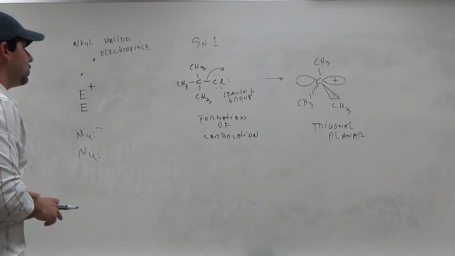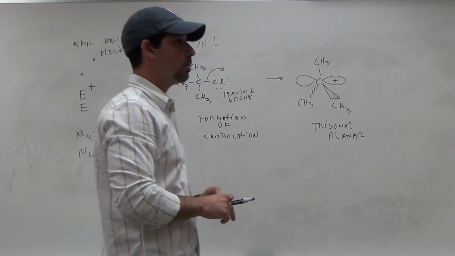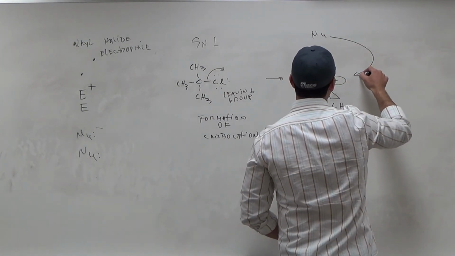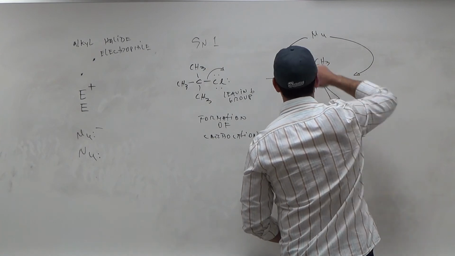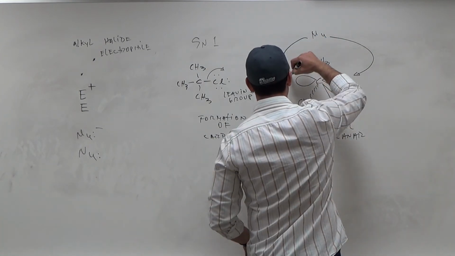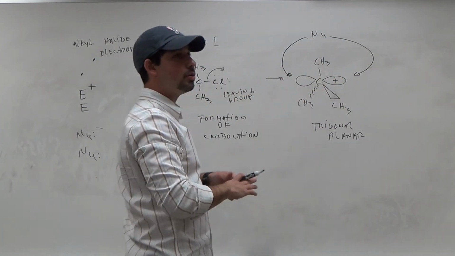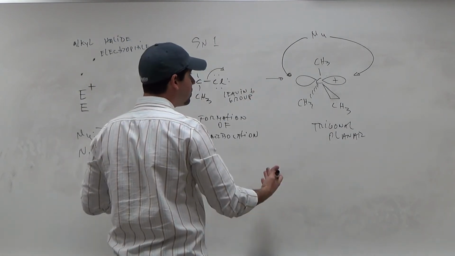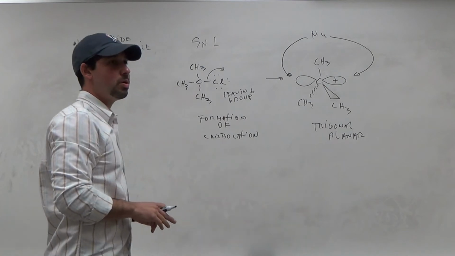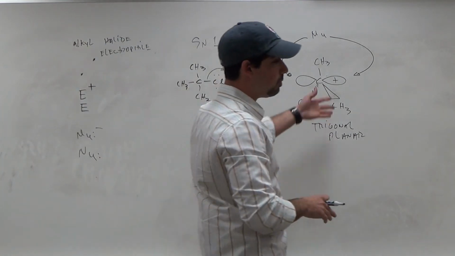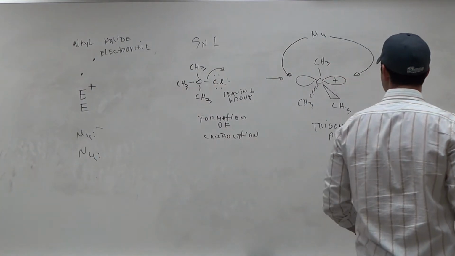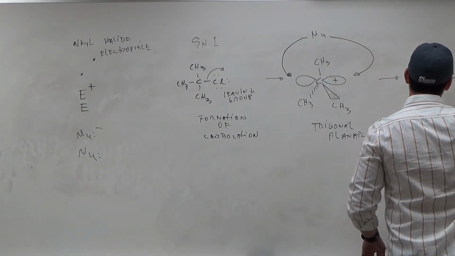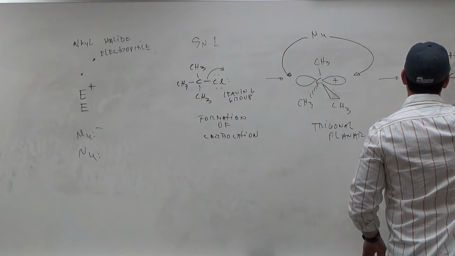What happens if it is trigonal planar? It gets attacked by the nucleophile from either this side or this side. Most of the time I like to draw this flat, so I can say attack from the top and attack from the bottom. But here it is attack from the left, attack from the side. So if it attacks from one side or from the other, what are you going to get?